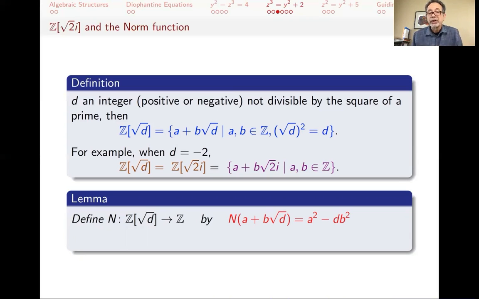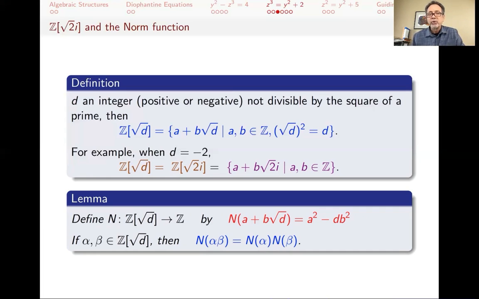If you multiply those, you get a squared minus d b squared. This will be a very useful function, mainly because if you take two elements alpha, beta in Z joined square root of d, then the norm of alpha beta is going to be the norm of alpha times the norm of beta. The proof of the pudding is in the eating.